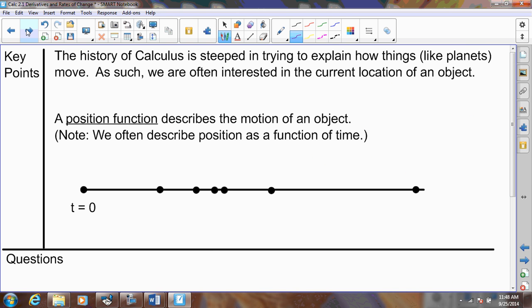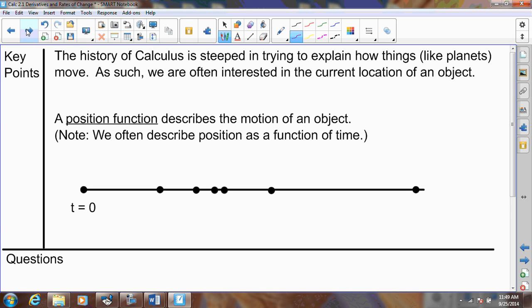Now, the history of calculus, if you look back when it was invented a couple hundred years ago, or I should say discovered, I don't know if invented is the right word, but when calculus was being developed, one of the motivating forces was trying to explain how things move. In particular, how do the planets move? Well, we're not going to get into that level of complexity. We would need a lot more advanced calculus than we will develop. But it does give us one of the fundamental ideas, that of a position function. We are going to use functions to describe how things move over time.